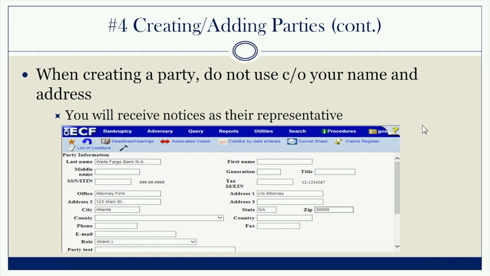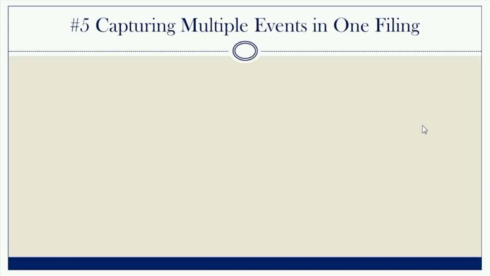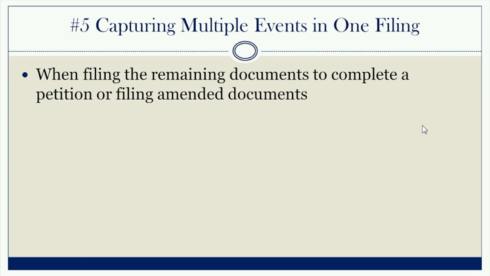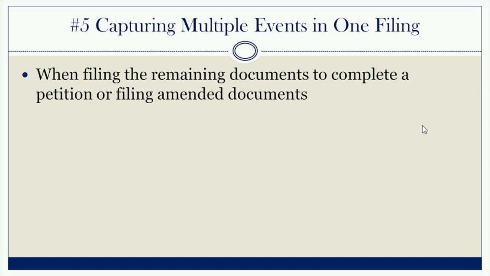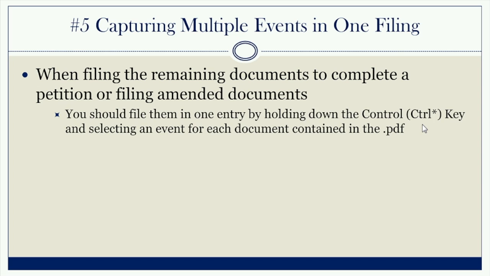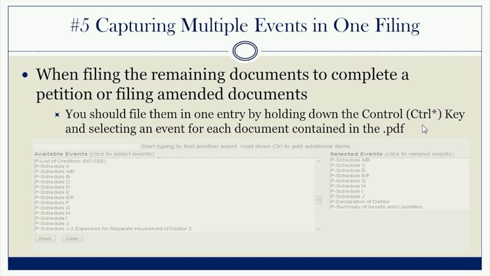Okay? Next. When creating a party, do not use care of your name and address. Again, it's going to send out a paper notice, and you're already getting electronic notice. So it's additional noticing and cost for the court. You will receive notices as their representative. So when you are in the database and you find that party, the name and the role type are all you need. We do not want you to type in your firm and your firm's address in there. Okay? So, big no-no.